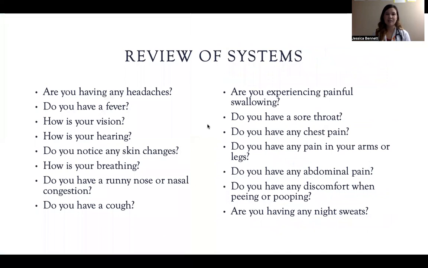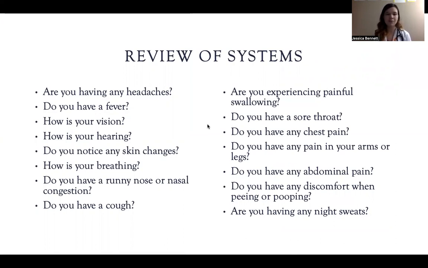The last section of the history is a review of systems, and the purpose of this section is, as the doctor, to make sure that you haven't missed anything before you start making a treatment plan. So what this essentially is, the doctor goes from head to toe and asks a bunch of yes or no questions about a patient just to make sure they haven't missed any symptoms.